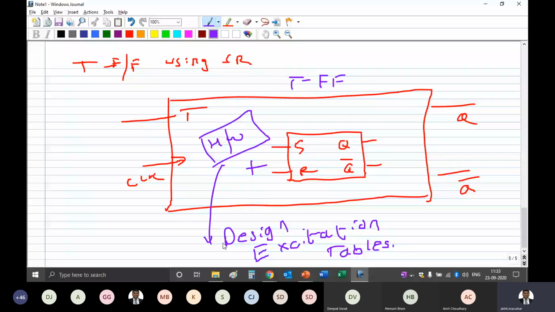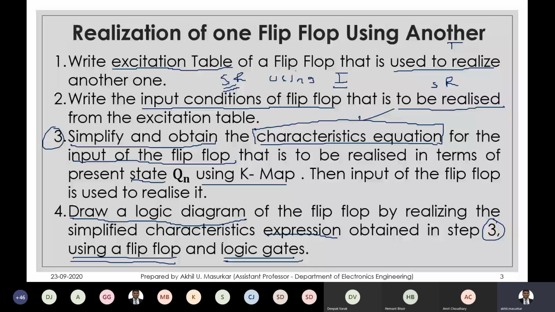So please write these points down quickly. Once you have written these points down, write them in the chat box.